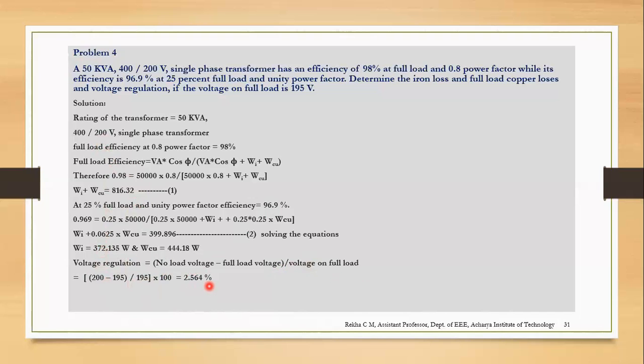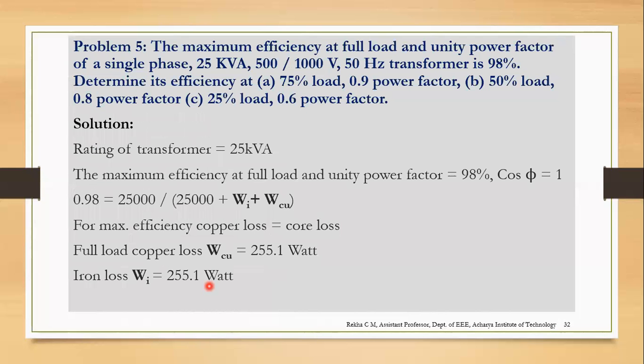So let us move on to the next problem. In this problem, the maximum efficiency at full load and unity power factor of a single phase 25 kVA 500/1000 volts 50 hertz transformer is 98%. So full load efficiency is given. Determine its efficiency at 75% load, 0.9 power factor; 50% load, 0.8 power factor; 25% load, 0.6 power factor. So we need to find out the efficiency for these three conditions.